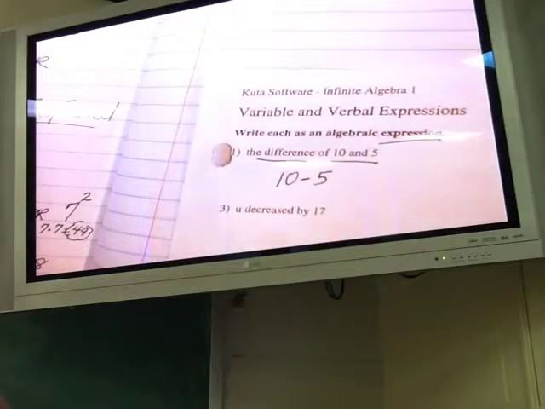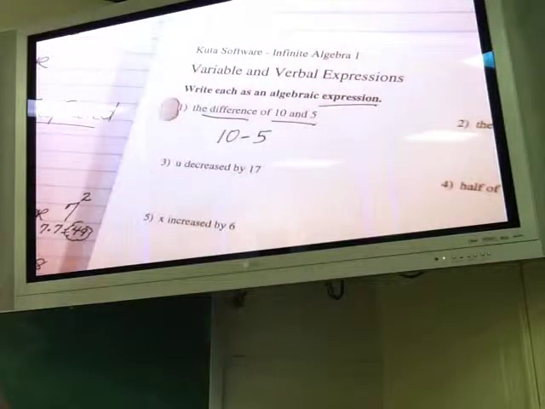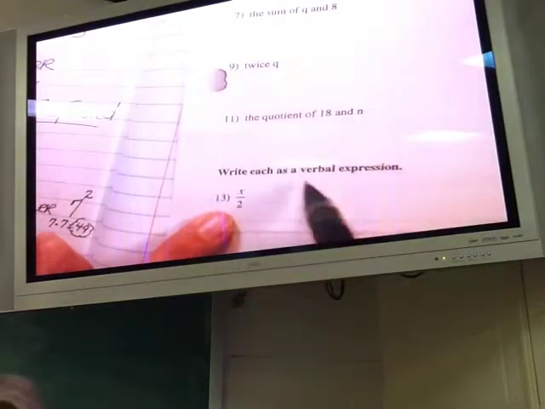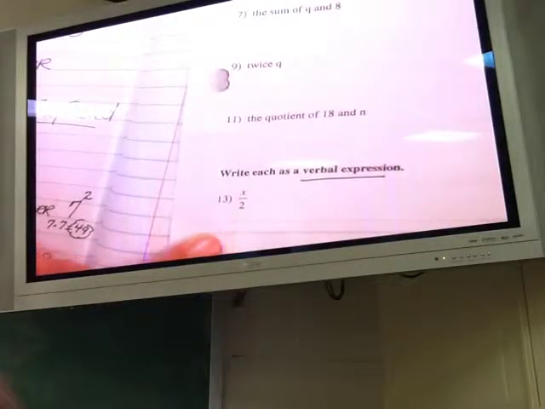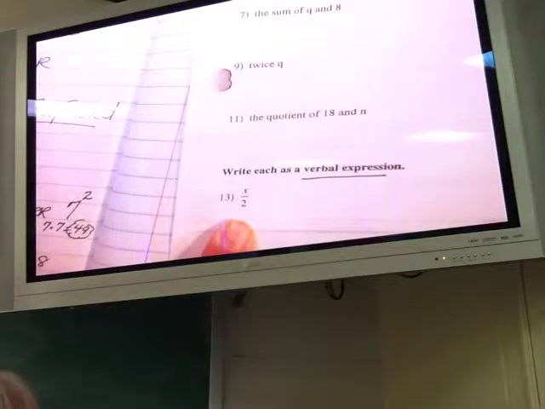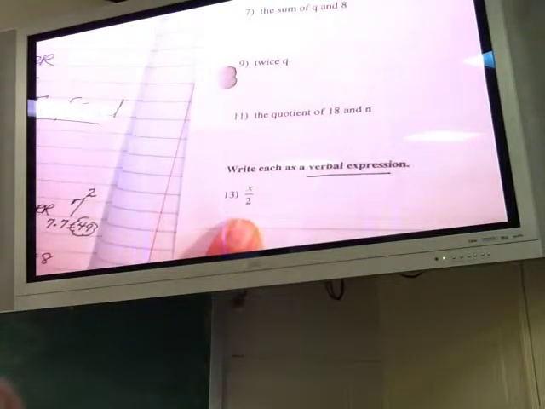For sure. Let me show you one down here. Write each as a verbal. Now you got to write the words. What could I say for that? A number divided by 2. Use a different one besides divide. The quotient of a number, x, and 2. The quotient of some number and 2.